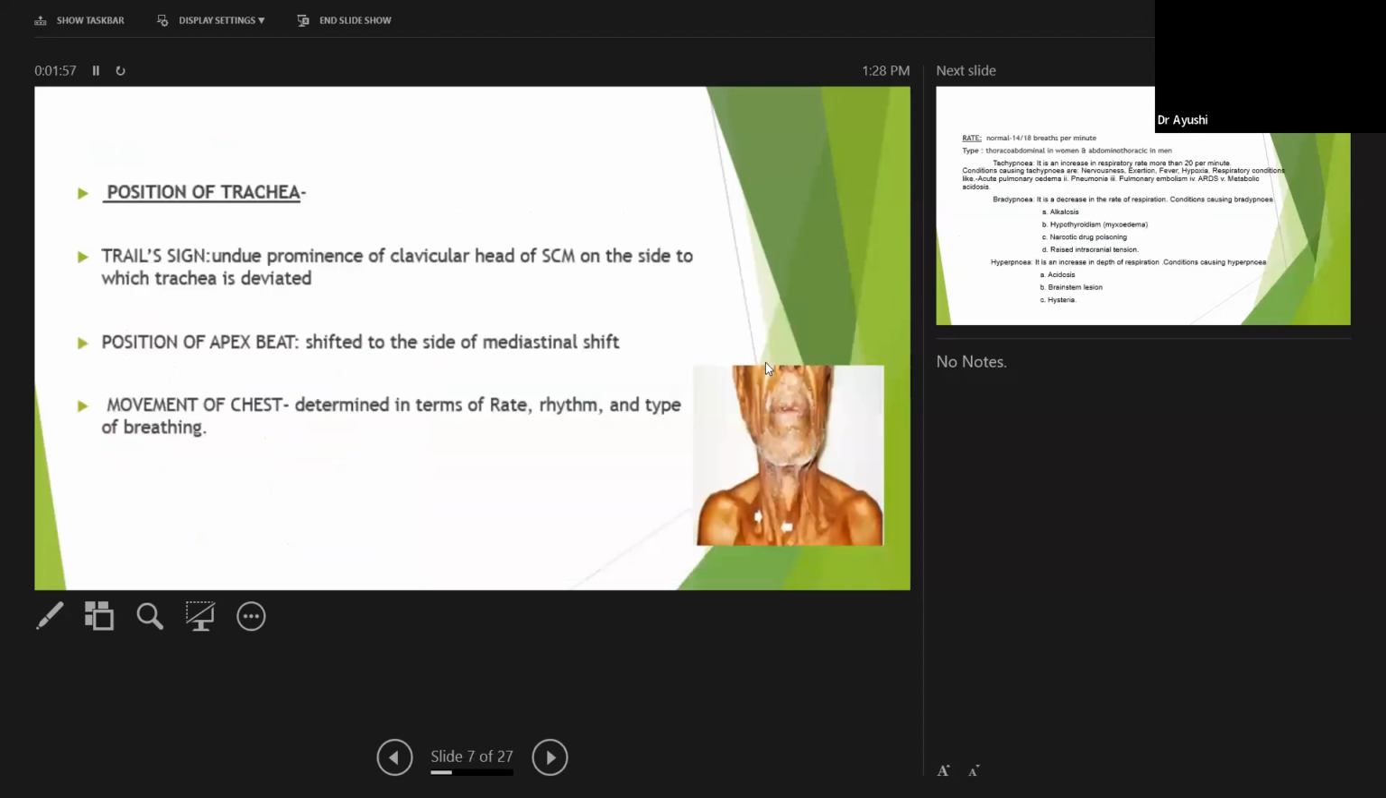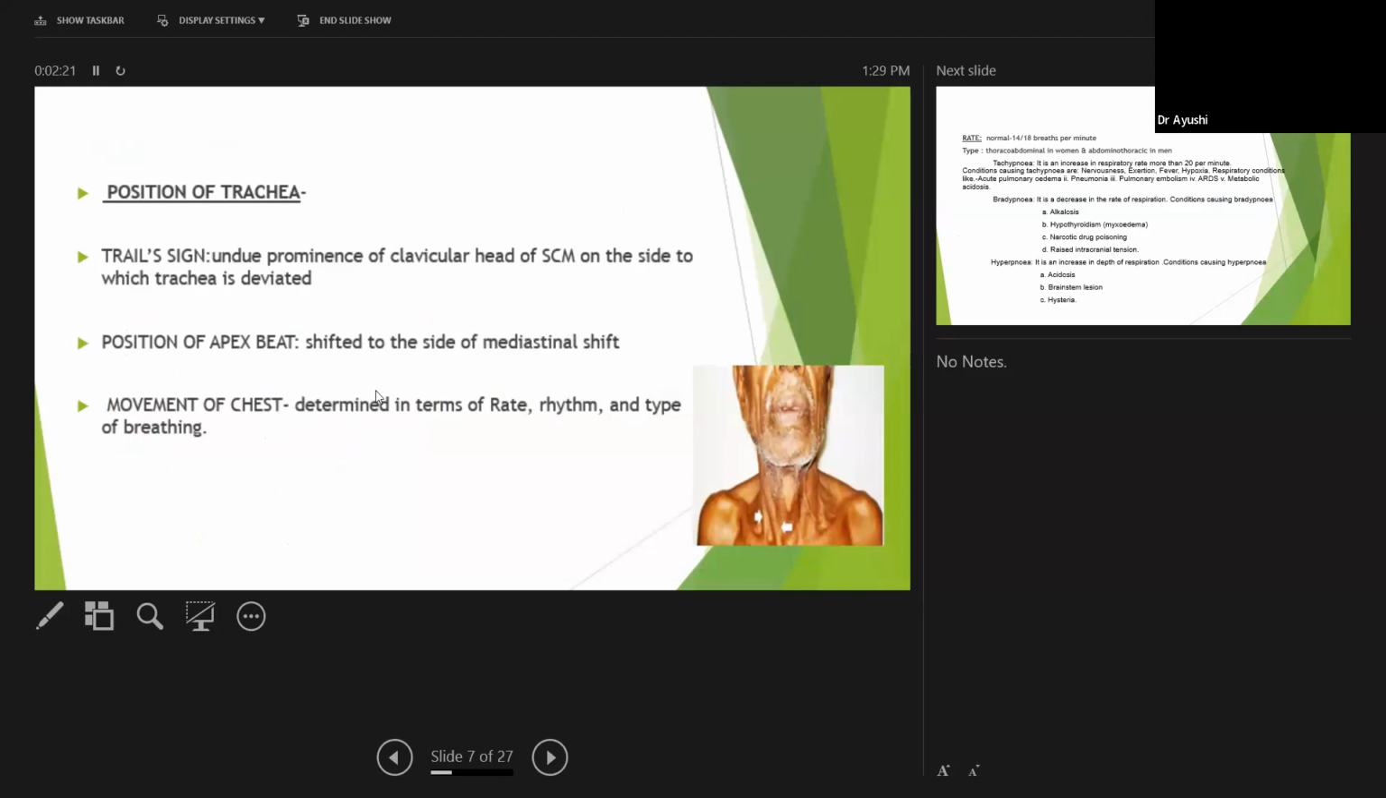Then we inspect the position of the trachea. The most common trail sign is the undue prominence of the clavicular head of sternocleidomastoid on the side to which the trachea is deviated. Like in this image, we can see the right side of the sternocleidomastoid head is very prominent. Then we can see the position of the apex beat, which is seen in the mid-clavicular line in the fifth intercostal space.